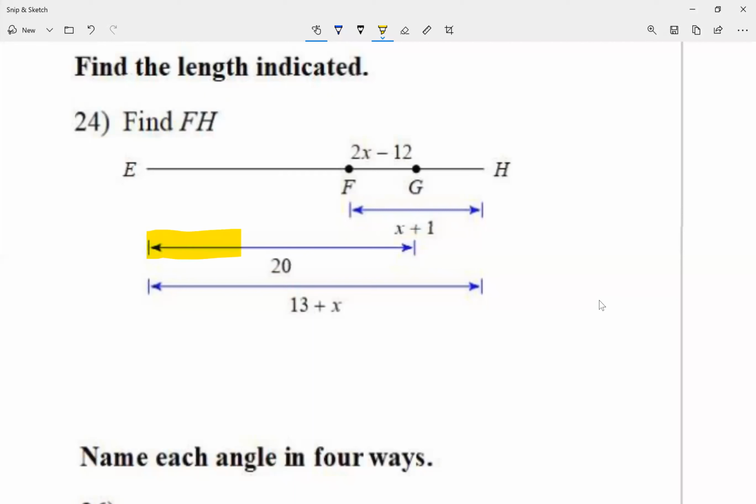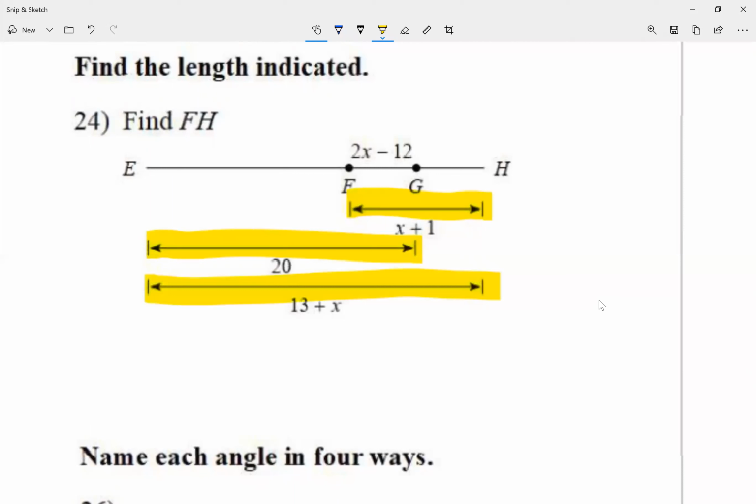I notice I can have this segment, right? It's a small segment, and I can add it to this other segment. And combined it's going to make a big segment. There is an overlap, so I have to subtract the overlap. Let me solve for x first. The way I'm going to do this, let me add the two small segments. So I'm going to go 20, that's the first small segment, plus x plus 1, right? There's the other segment, and I'm going to subtract the overlap. The overlap, let me put it inside parentheses.